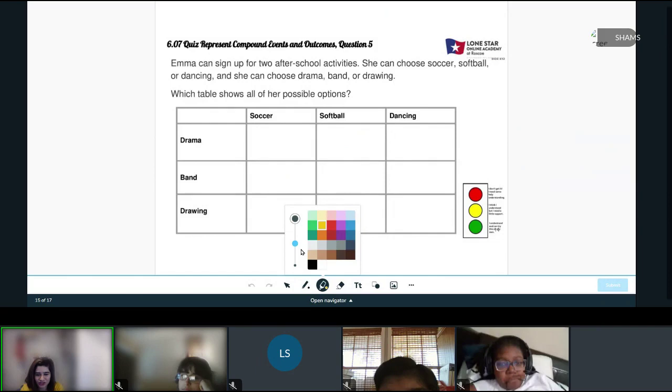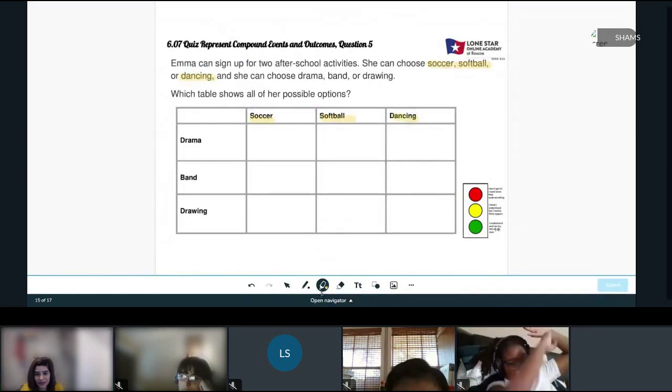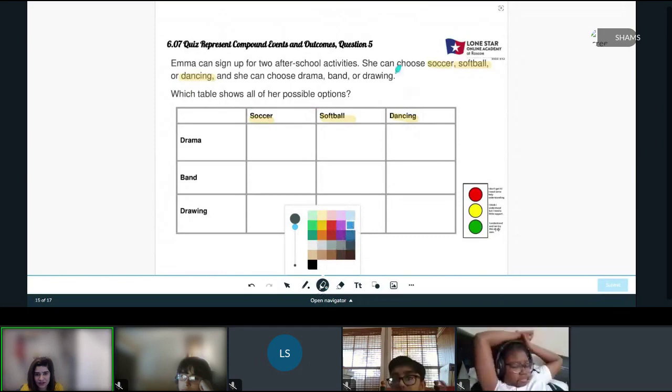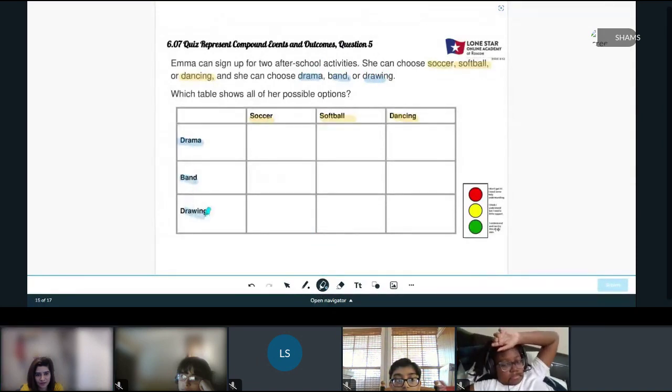So here the question is talking about Emma can sign up for 2 school activities. She can sign up for 2. She can choose soccer, softball, or dancing. And she can choose from drama, band, or drawing. So which table shows all of her possible options?